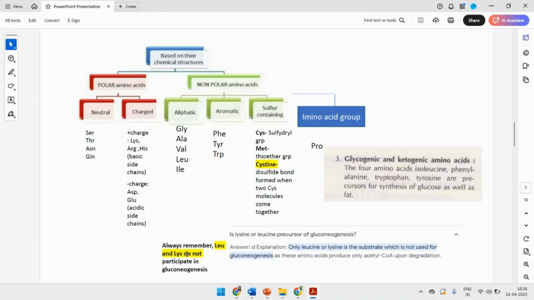Now, another very important point which we have to know is that there are two amino acids which do not participate in gluconeogenesis. That is your leucine and lysine. So remember that leucine and lysine are your amino acids which do not participate in gluconeogenesis, because upon degradation, these amino acids will only produce acetyl coenzyme A.